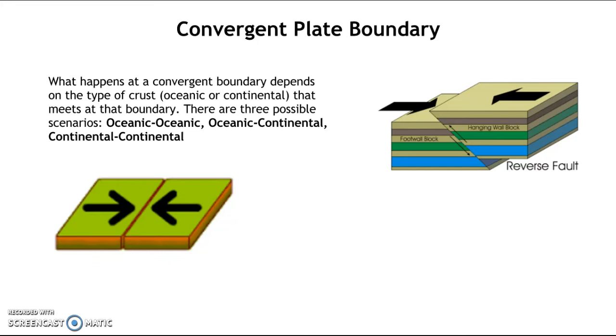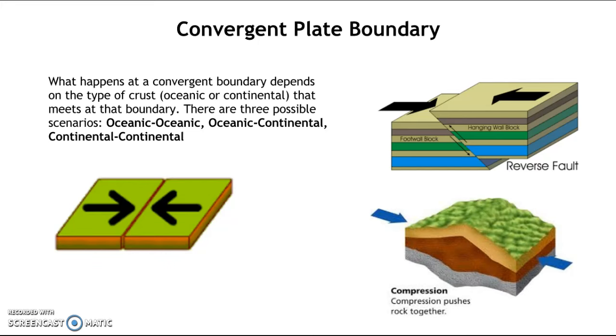So we call this a reverse fault at a convergent boundary when two pieces of the plate are coming together. It's a reverse fault. And the type of stress that's being experienced is compression, a pressing stress. So these two pieces of crust are being pushed together, compressed.